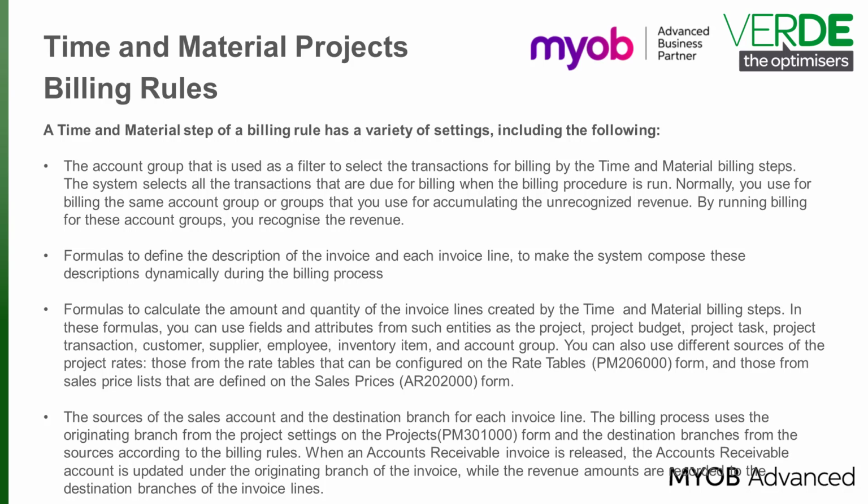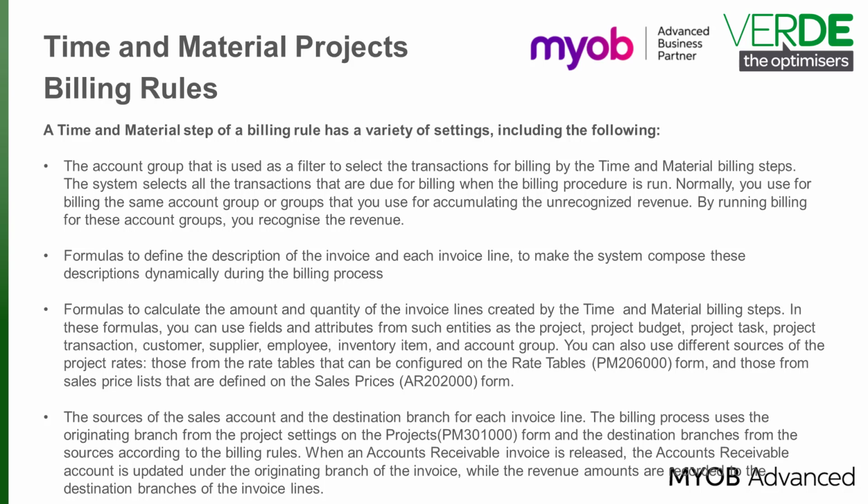You can also use different sources of the project rates, those from the rate tables that can be configured on the rate tables form, and those from sales price lists that are defined on the sales prices form. The sources of the sales account and the destination branch for each invoice line. The billing process uses the originating branch from the project settings on the projects form and the destination branches from the sources according to the billing rules.